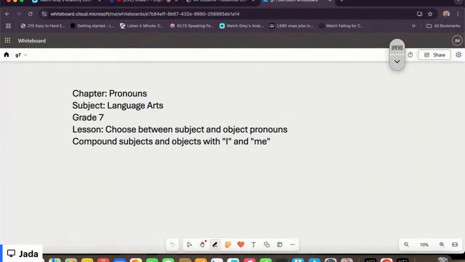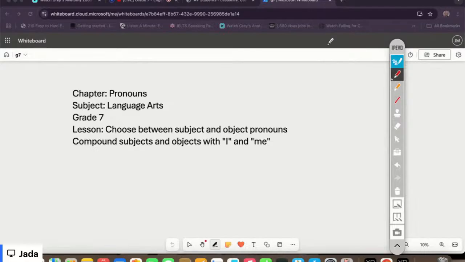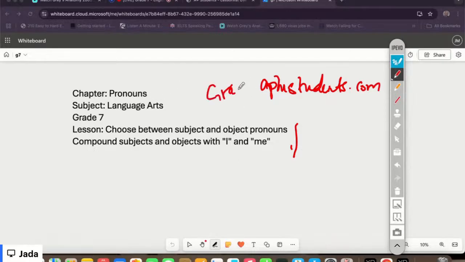Today we will have pronouns. We will continue our lesson on pronouns. We did the first two lessons already, so we will do these two again. It's under grade 7. Then we have the lesson: choose between subject and object pronoun, compound subjects and objects with I and me.